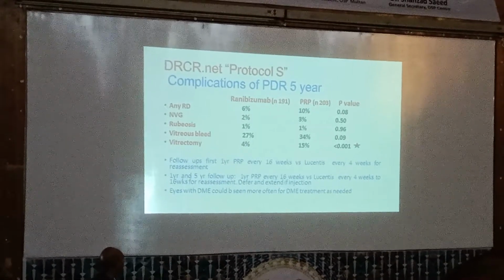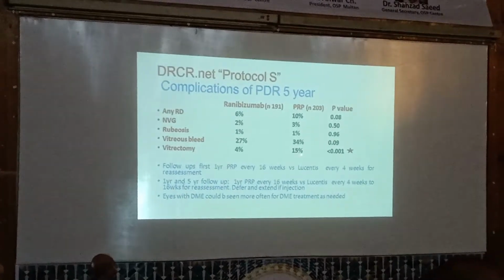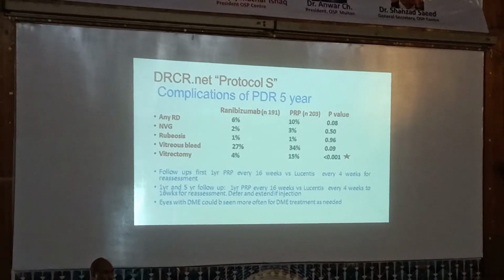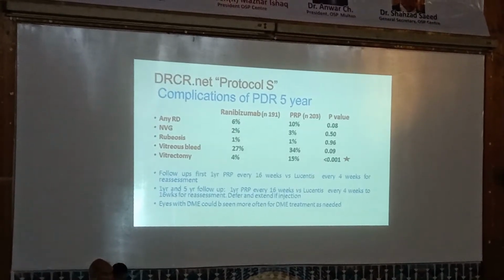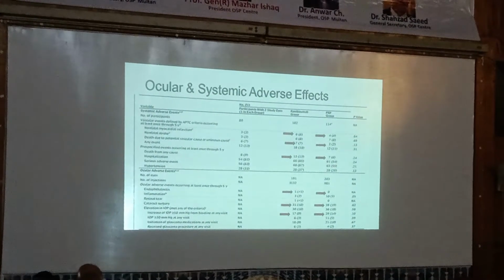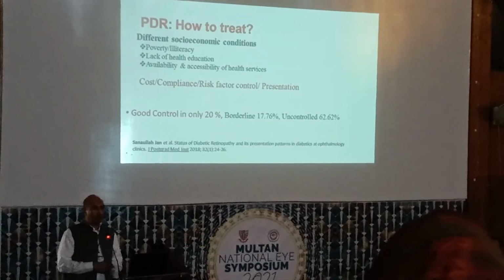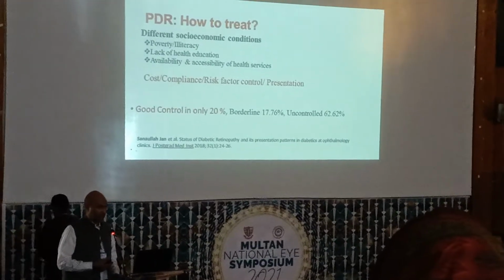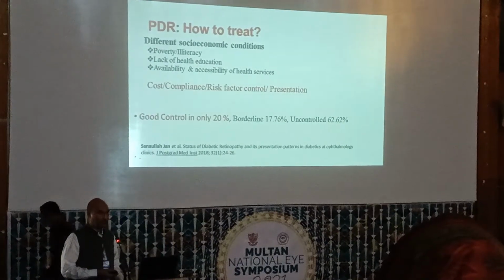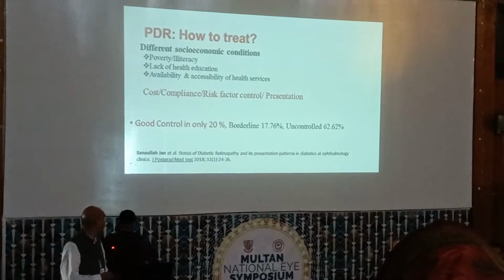Complications were almost the same, but the PRP group had more chances of going for vitrectomies. Safety profile was similar in both groups. Now, how do we treat our patients? We have different socioeconomic conditions. The cost, compliance, risk factor awareness, control of diabetes, everything is different.